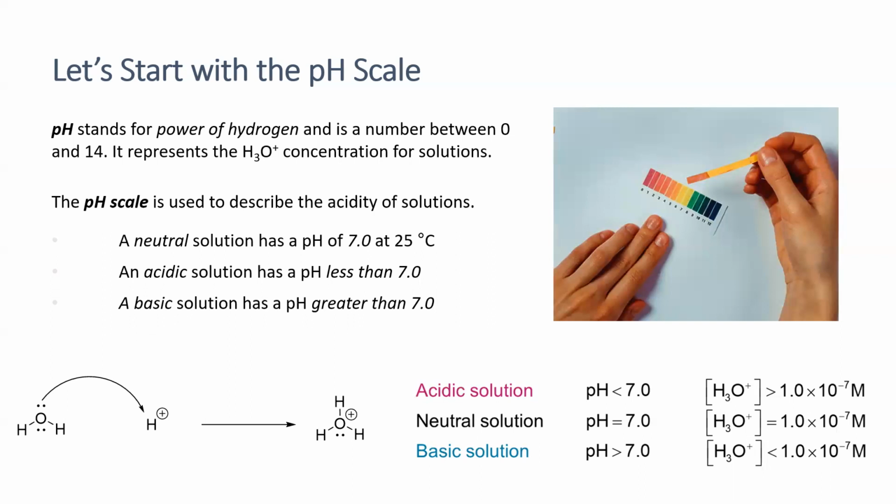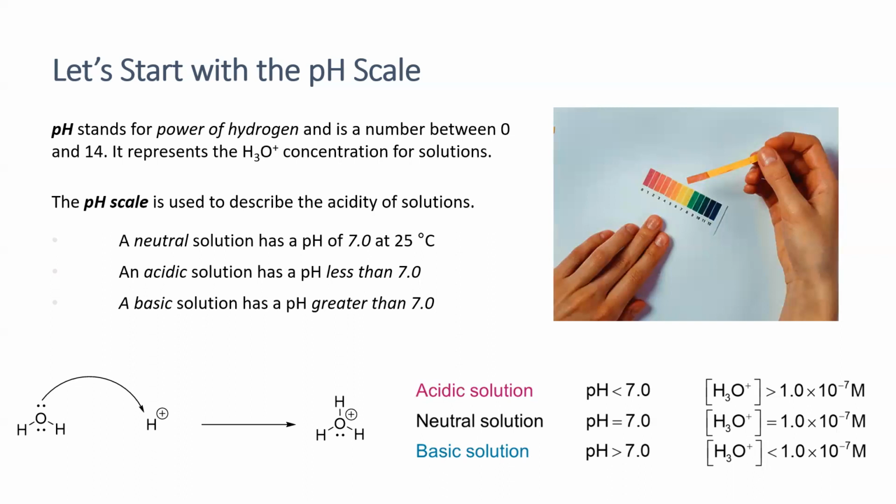So again, pH is a number between 0 and 14. It tells us whether or not a solution is neutral, acidic, or basic. Again, pH less than 7 are acidic, greater than 7 are basic, and the pH is related to the concentration of hydronium ion in the solution.